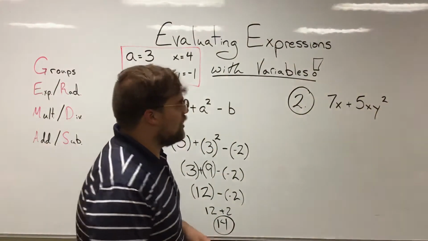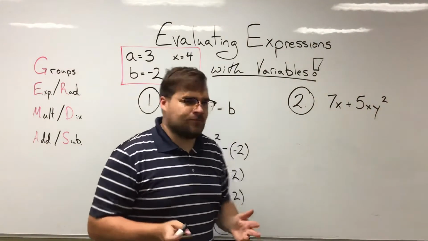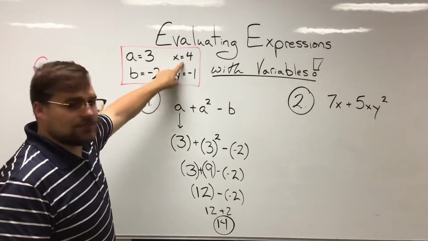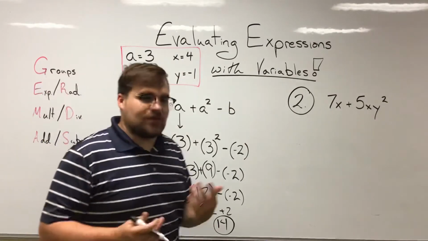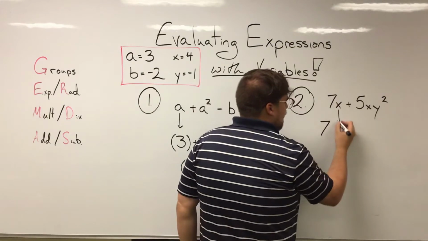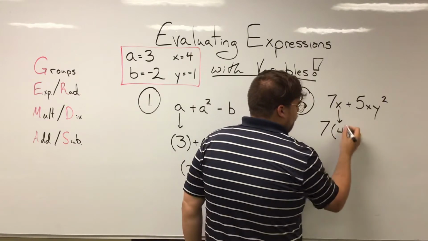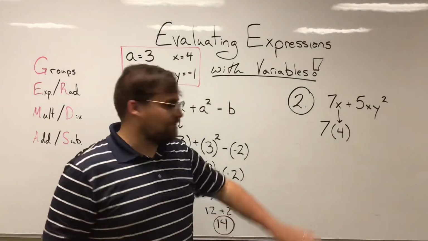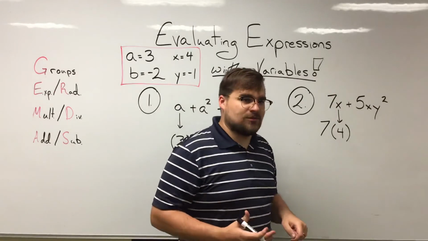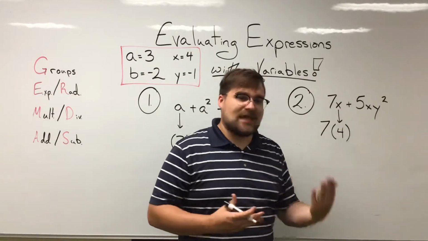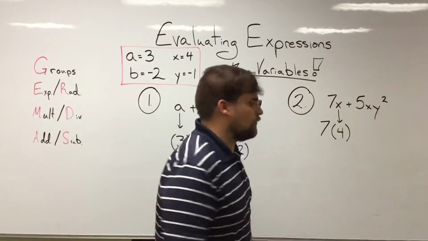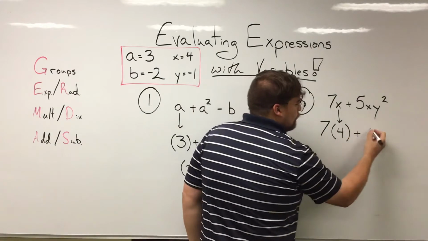So we have 7x plus 5xy squared. Well, this is where these x and y's come in. We see that x is equal to 4 and y is equal to negative 1. So let's go ahead and substitute. So in place of that x, I'm going to write a 4. Now you'll notice the 7 stays exactly where it was. It goes outside of those parentheses. Instead of multiplying 7 by x, now, whenever we get to that step in the equation, we're going to be multiplying 7 by 4.